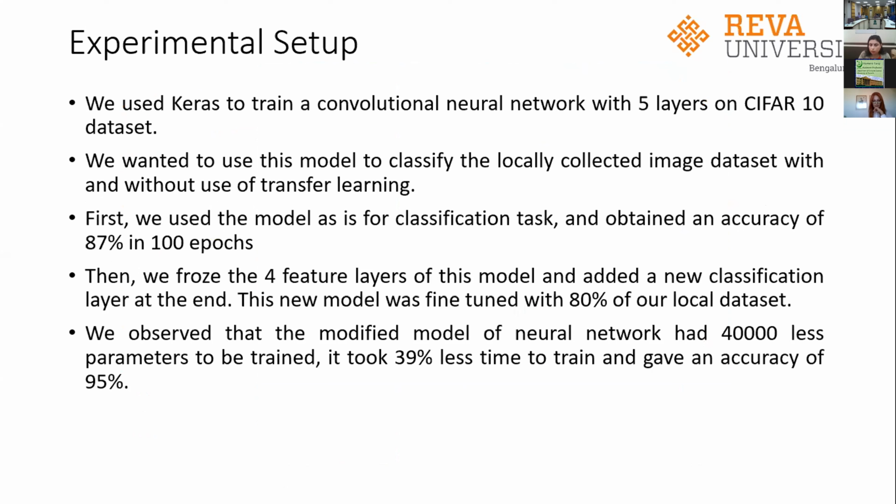We started with a convolutional neural network of around 7 layers, which was developed in Keras. Sorry, it was a 5-layer network developed in Keras. We wanted to use this model to classify students' images and vehicles inside the campus. So we trained this neural network on CIFAR-10. When we tested it for validation accuracy, we got around 87% in 100 epochs. Then we decided to try transfer learning and see what the accuracy would be.